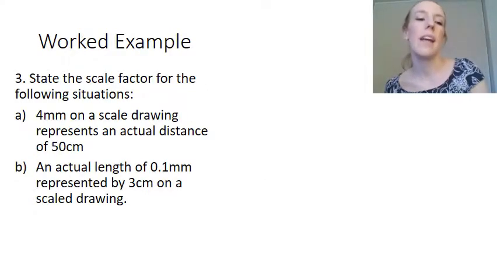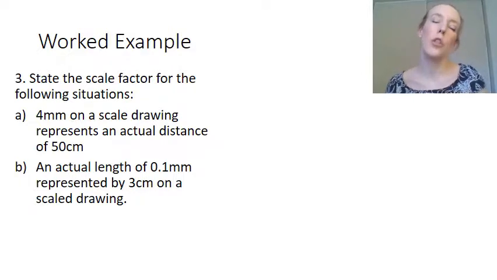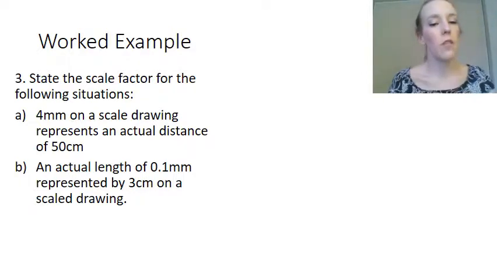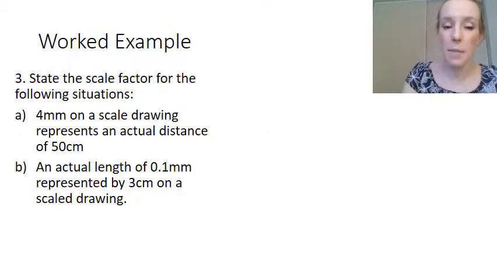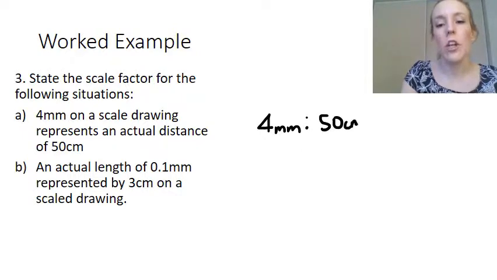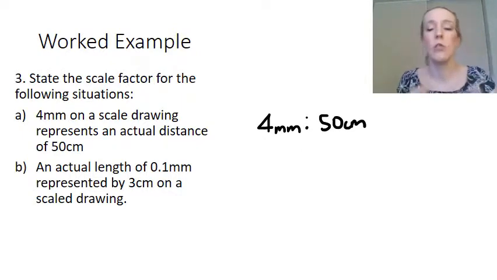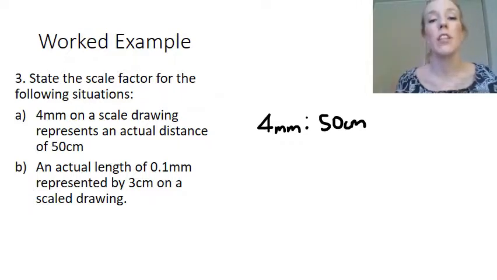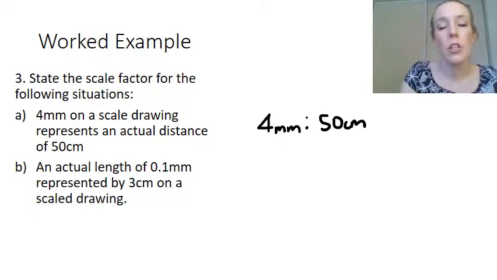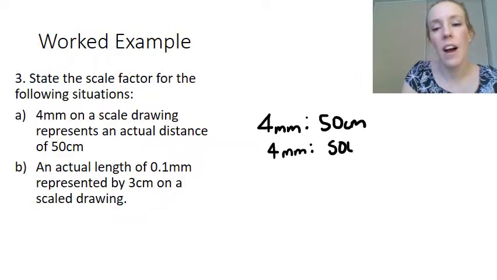Okay, so our third one here, state the scale factor for the following situations. So a length of 4 millimeters on a scale drawing represents an actual distance of 50 centimeters. So we've got 4 millimeters is to 50 centimeters. So we're going to use equivalent ratios to turn this into a scale factor. Now we know with our ratios they have to be in the same units. So we're going to convert 50 centimeters to millimeters. So that means it's 4 millimeters to 500 millimeters.